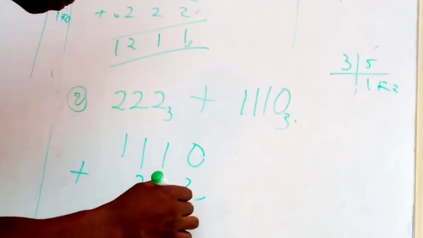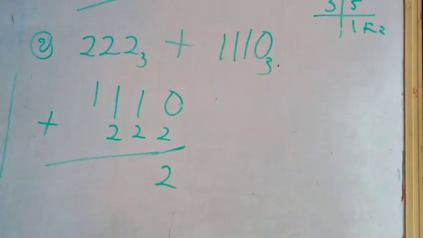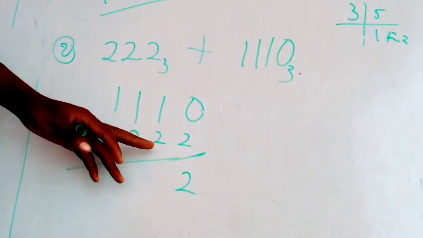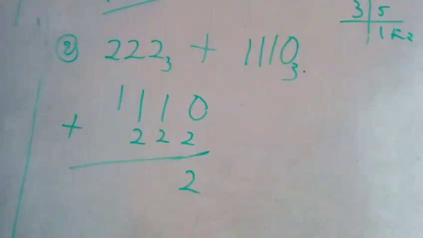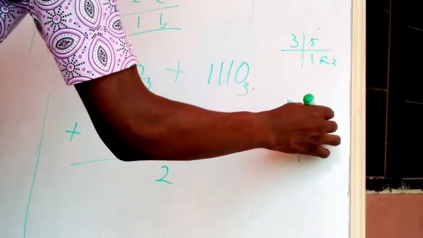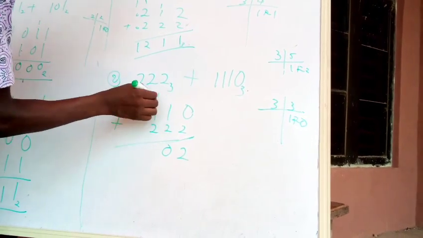222 base 3. So 0 plus 2 gives me 2. Of course, 2 is in my base 3 digits. 1 plus 2 is 3. But of course, we know the highest number we can have in a base 3 number is 2. So what do I do? I divide that 3 by my base 3. So 3 into 3 is 1 remainder 0. I write down my remainder, which is 0, and I carry the 1 above.